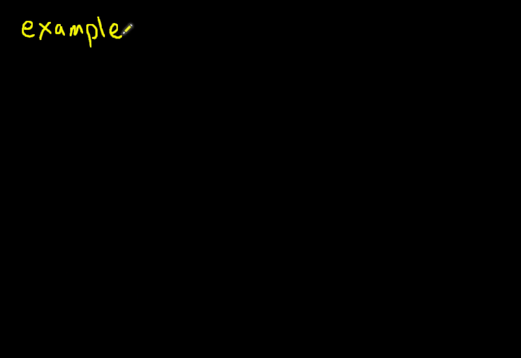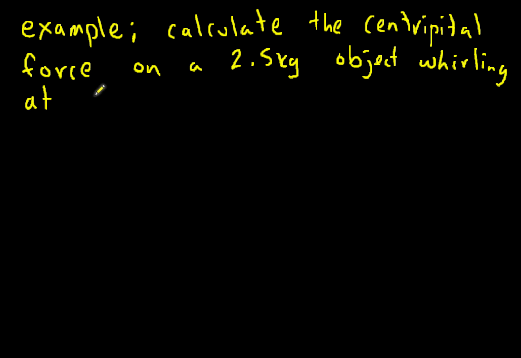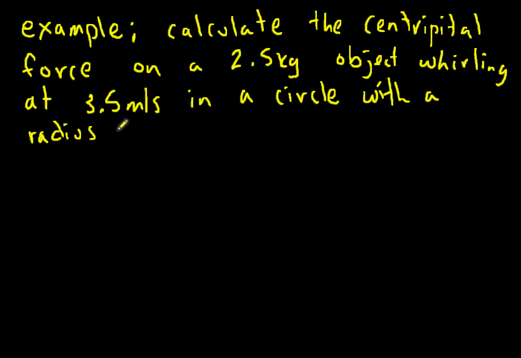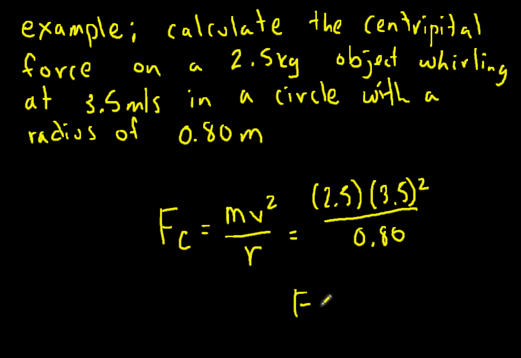Example. Calculate the centripetal force on a 2.5 kilogram object whirling at 3.5 meters per second in a circle with a radius of 0.8 meters. We use the formula F_c equals mv squared over r. This is 2.5 kilograms times 3.5 squared divided by 0.80, which gives us a centripetal force equal to 38 newtons. This 38 newtons causes the object to travel in a circle.